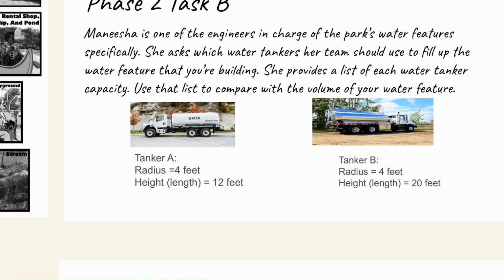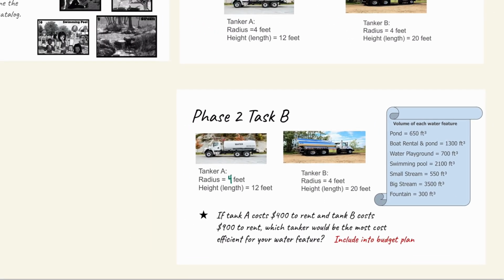If you cannot see it, tankers are in the shape of cylinders. So use what you know about the volume of a cylinder to find the volume of our tankers. And then when you have these two volumes, the question says that tank A costs 400 to rent and tank B costs 900 to rent. So now you need to make a decision. Which would be the most cost efficient to rent for your water feature?